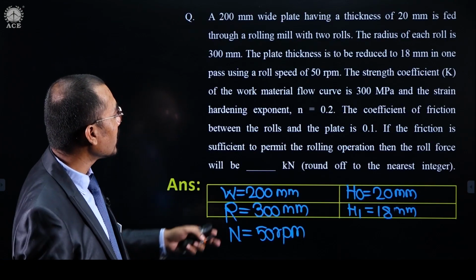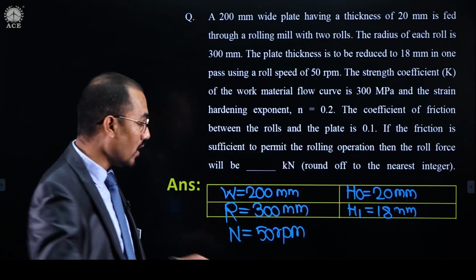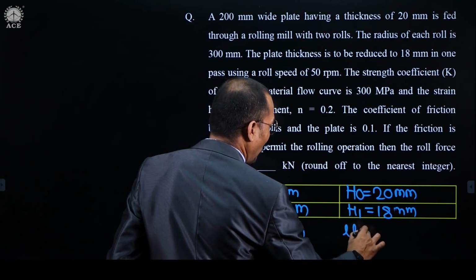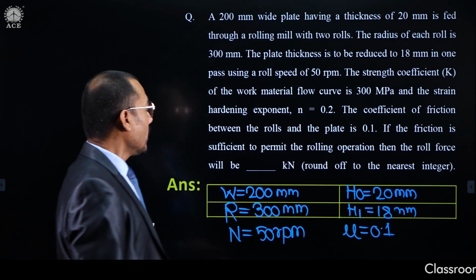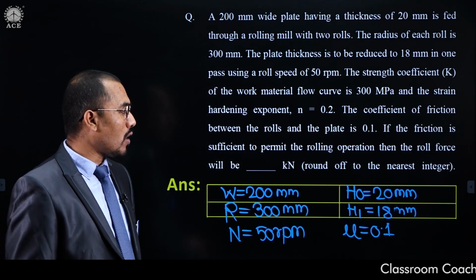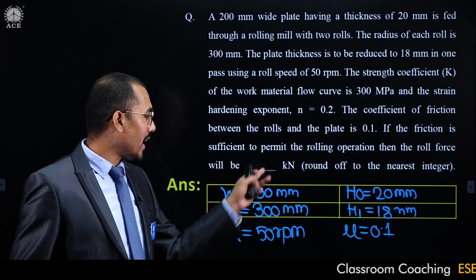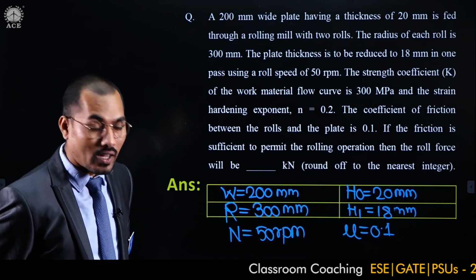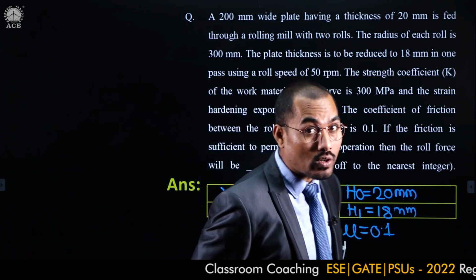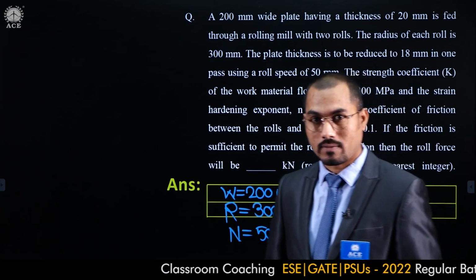And now he has given that the friction coefficient mu is exactly equal to 0.1. Friction is 0.1. If the friction is sufficient to permit the rolling operation, then the roll force will be, in kilonewton, rounded to the nearest integer. Okay, fine. So the question asks how much rolling force is required during this operation.